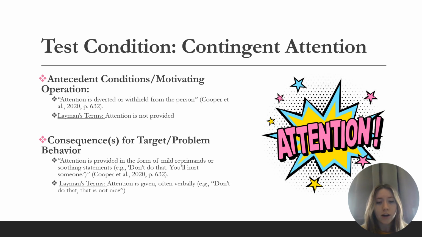Consequences for target or problem behavior, once again, as stated in the book, is attention is provided in the form of mild reprimands or soothing statements. For example, don't do that, you'll hurt someone. In layman's terms, this means attention is given, often verbally. For example, don't do that, that is not nice.